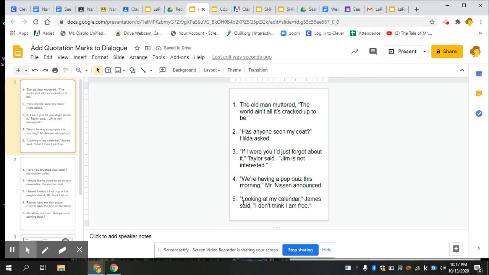Notice when I added those quotation marks, this comma after calendar is inside the quotation mark, and the period at the end is inside the quotation mark. However, when I say James said, comma, this comma does not belong in the quotation mark. So there's some examples of how to add quotation marks to the dialogue sentences.